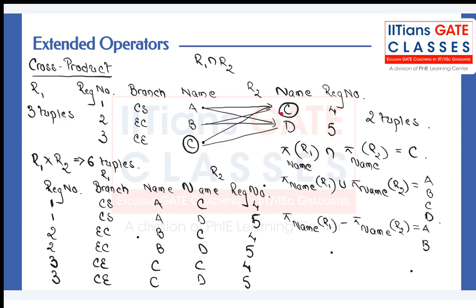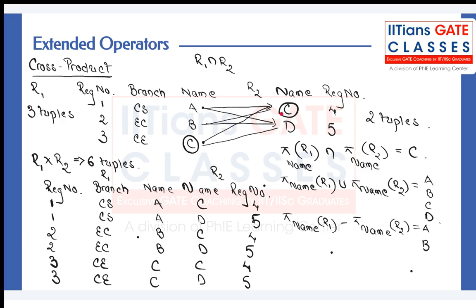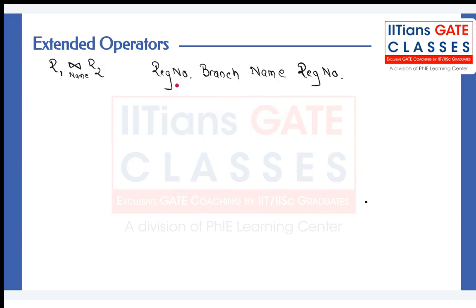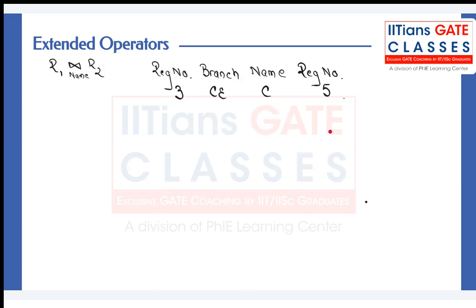So it's Cartesian product with a selection, okay? Always try to keep this in mind. So you'll get registration number as 3, CE, C, and 5. Okay, 5 comes from R2's registration number, which is 5. Okay, this is about join.